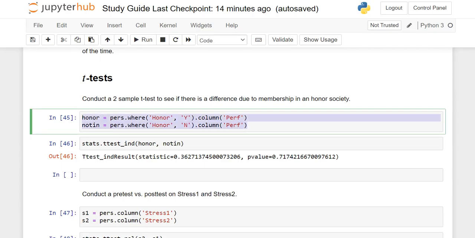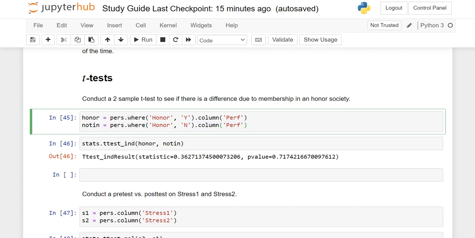So the very first code block creates arrays. All I'm doing is using the dot where to select the students that we want, where honor equals yes. Okay, so yes, I'm in an honor society. And then I'm using dot column. Why? Well, I need an array. I want honor to be an array, so I use dot column and perf to get the perfectionism scores, because that is the test that we're asked about. Doing the exact same thing to create the array not in. Here I have honor is equal to no, also using column perf.